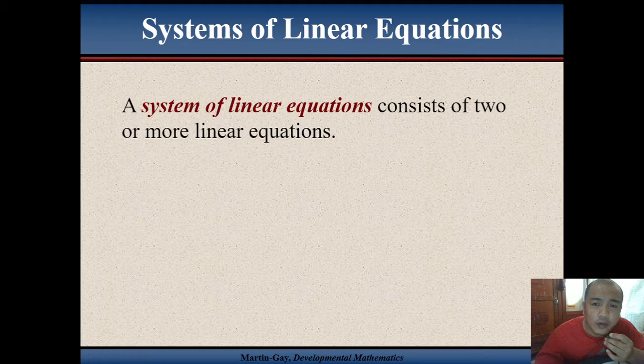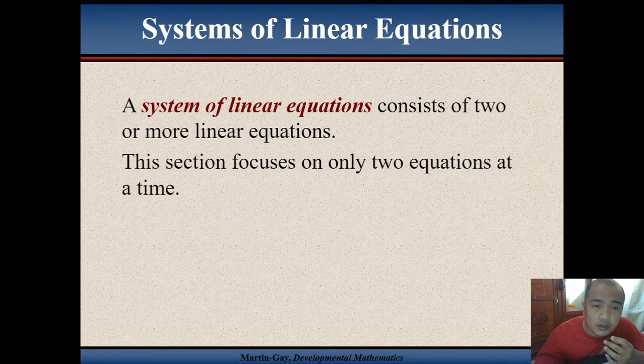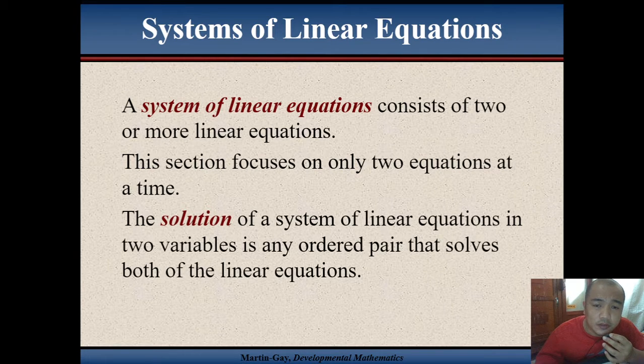A system of linear equations consists of two or more linear equations. It can be two or three, but in this topic we will focus our attention on two equations solved simultaneously. So this section focuses on only two equations at a time, and the solution of a system of linear equations in two variables is any ordered pair that solves both of the linear equations.